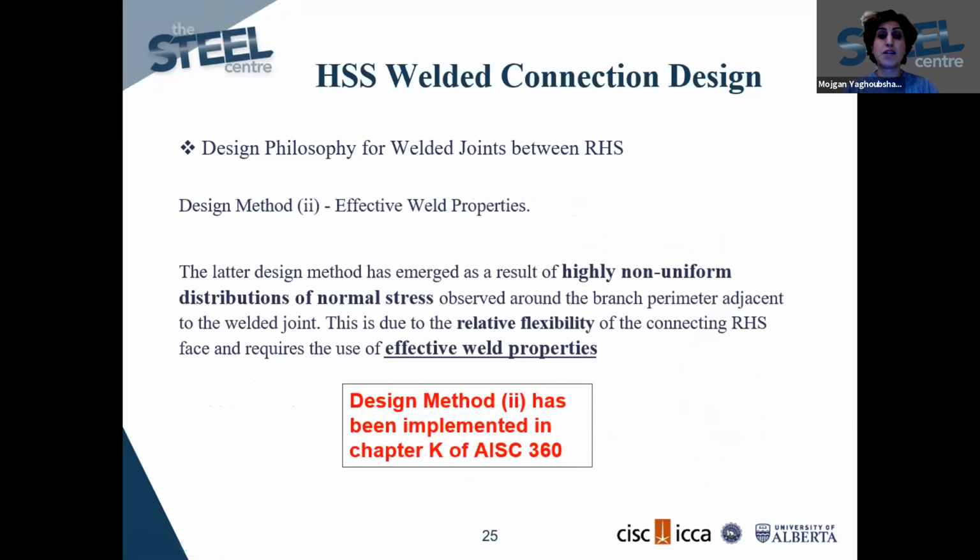But as I mentioned, that design method is too conservative, and this is why in AISC Chapter K they have adopted the second method, which is fit for purpose. They used that effective width concept and developed the design requirements based on the weld effective properties.